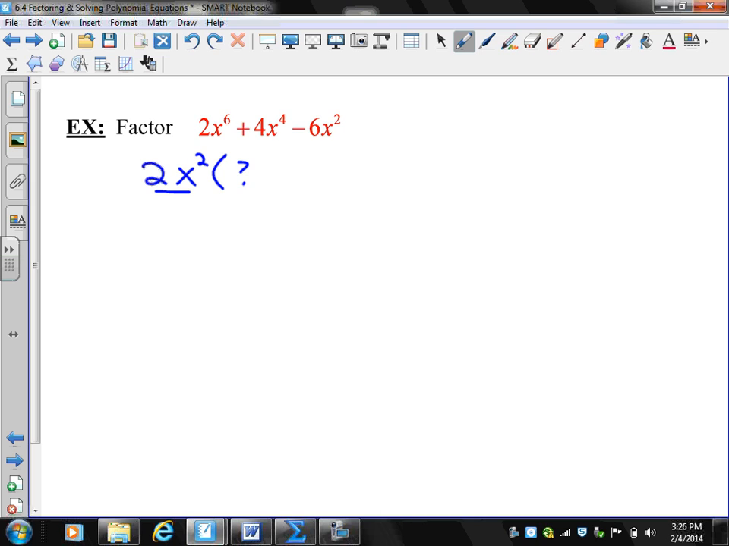2 times 2 is going to give me 4, so this term is going to be 2x squared. And then my last term, 2x squared times what is going to give me negative 6x squared? That looks like a minus 3. And this looks like a very similar problem to what we just did, as it turns out. So let's see what we have here. I'm going to bring down my 2x squared.